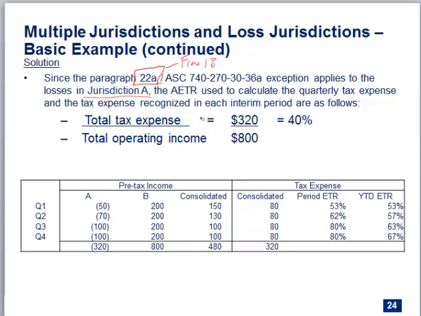This is a loser country. And so instead, you look at the provision, the AETR, only with respect to country B. Okay, and country B was going to make $800 for the year and have a tax rate of 40%, so this would be their provision. Okay. So now, when you calculate your provision every quarter, you take the 40% AETR and you multiply it by year-to-date income, not for everybody, but just for country B. Okay?